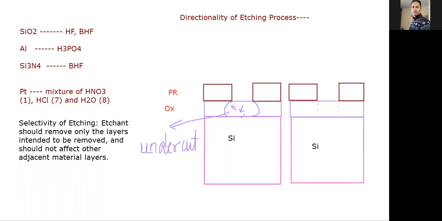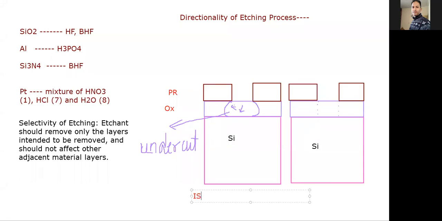Okay, so your oxide layer gets removed vertically as well as horizontally. So this results in an undercut underneath the photoresist layer. This is a problematic thing, and it is happening because your etching is happening in the vertical as well as the horizontal direction. So the etch rate is, let's say, uniform or significant in every direction.